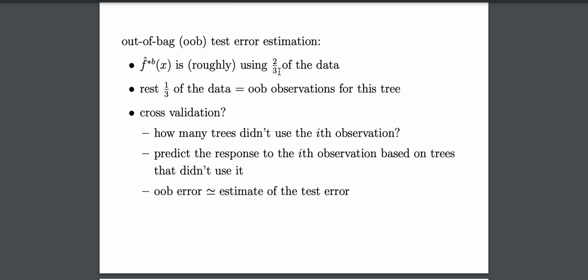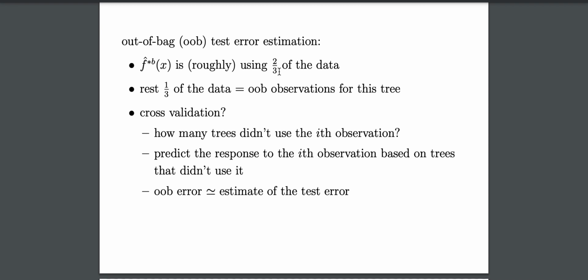And therefore this creates a natural way to estimate the test error, which is in this case known as the out-of-bag test error. The remaining 1/3 of the observations not used to fit the tree can be used to estimate the test error. We can predict the response for those observations using the trees that did not use them.